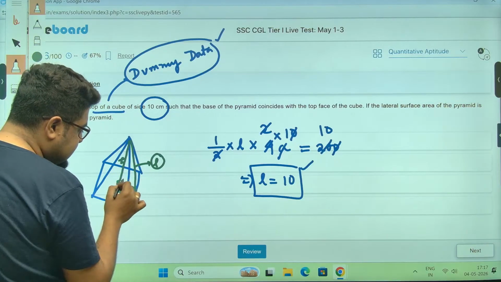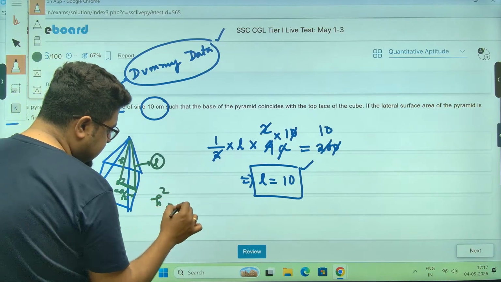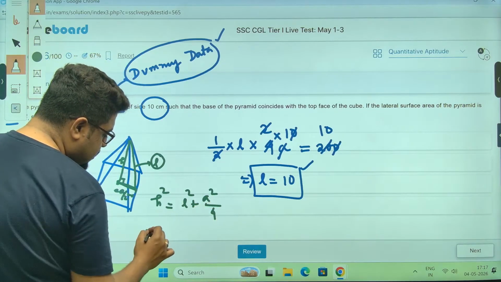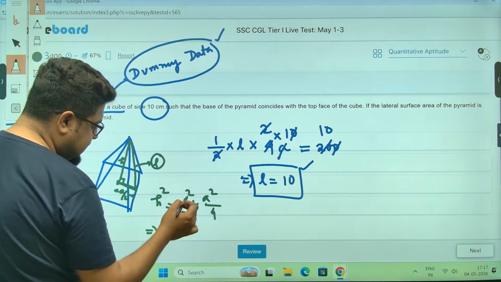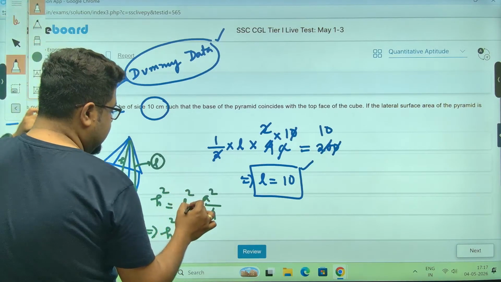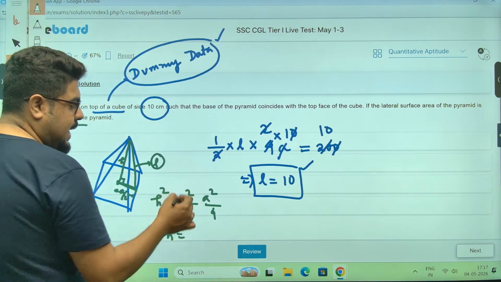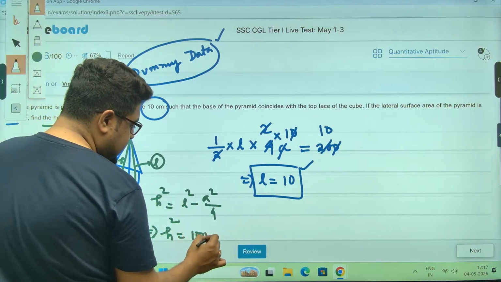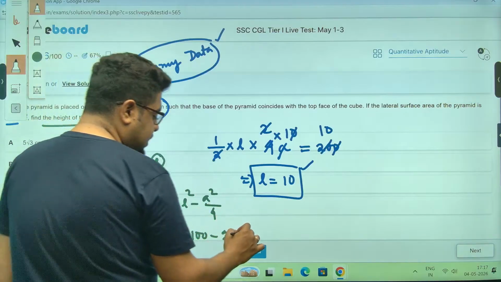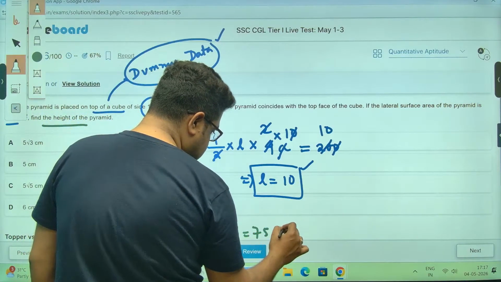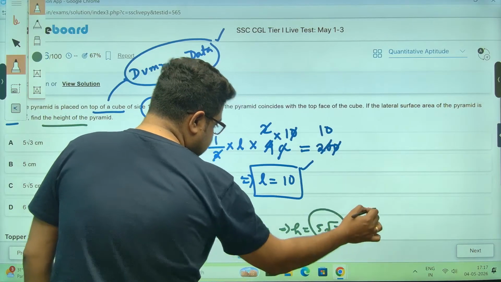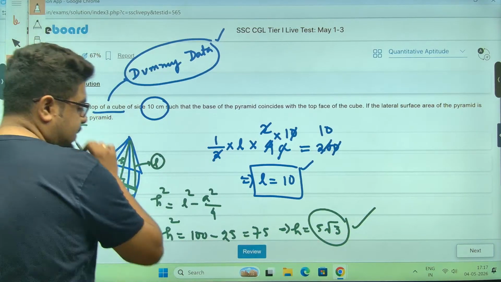Can I say this is 90 degrees? So L square equals H square plus A by 2 whole square, meaning A square by 4. I made one simple mistake: H square will be L square minus that. H square is 10 square, meaning 100, minus 10 square by 4, meaning 100 by 4, which is 25. So this is 75, and H will be 5 root 3. That's my answer.